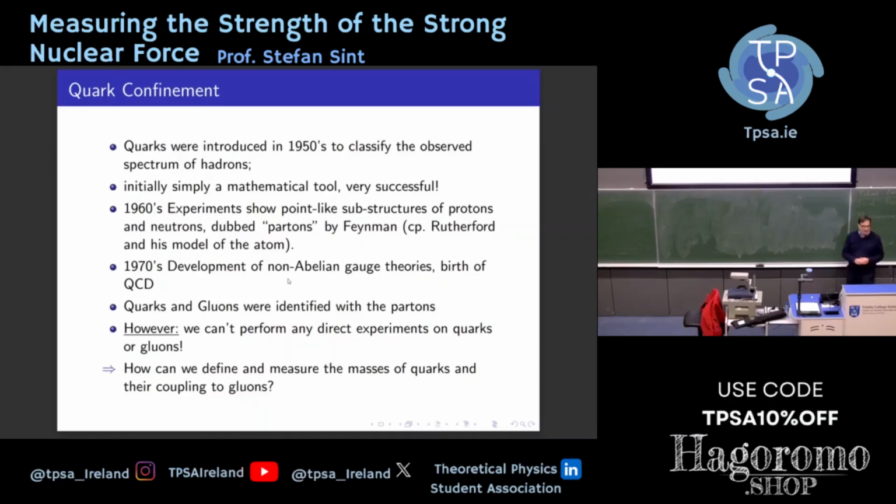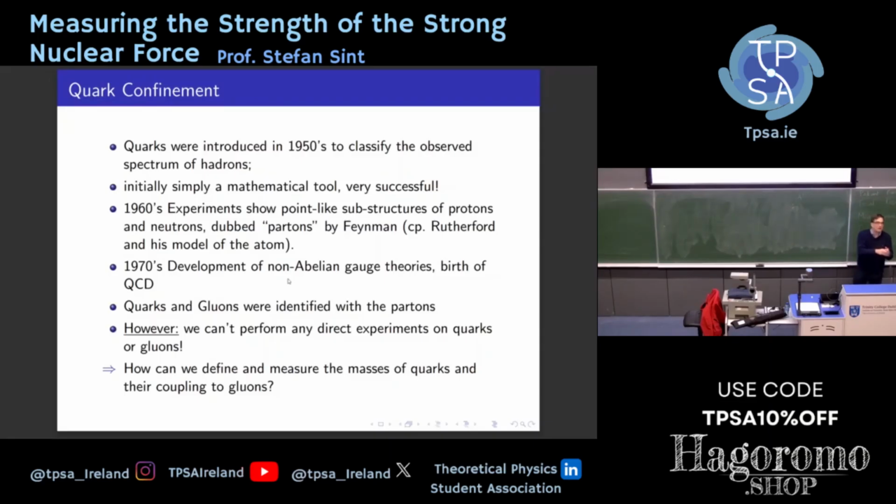There were experiments in the late 60s at Stanford first, where people did deep inelastic scattering, I think neutrinos on protons or electrons on protons. Elastic scattering means that the initial states stay the same, and you see the object only as a whole. But if you are really inelastic, you have high enough energy to resolve the inner structure of the particle.